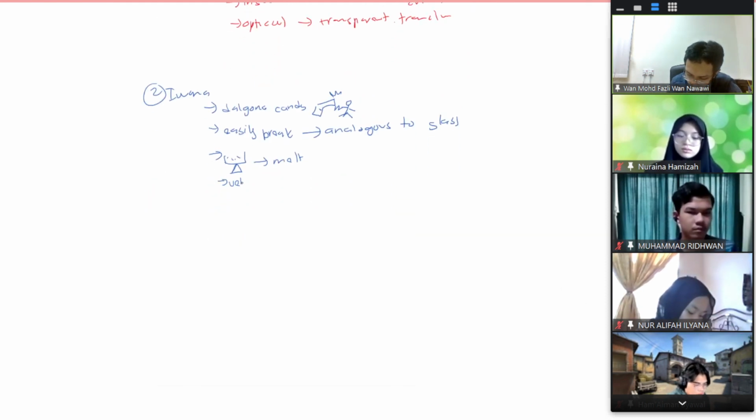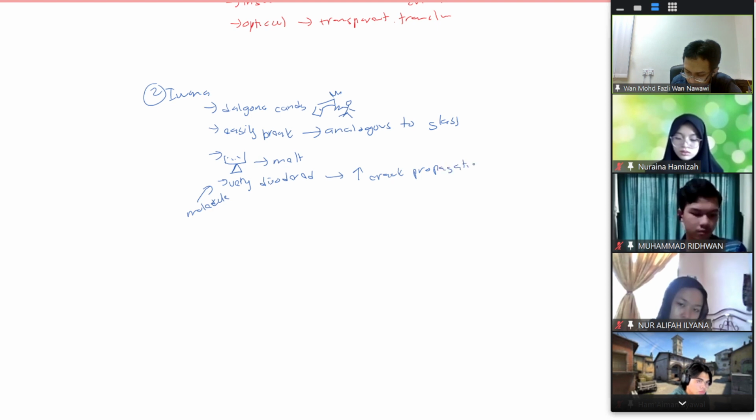This is why when it breaks, it has a very high crack propagation, which means when it cracks, it goes in various directions. And also, because the molecules are disordered, it suddenly turns molten. This is why when it breaks, it is very brittle.